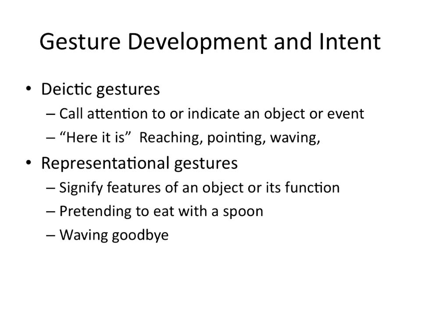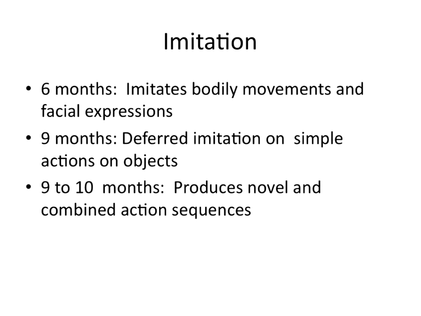Representational gestures, like waving goodbye. This is a little older, pretending to eat with a spoon, much older, after first words, after 12 months. It signifies features of an object or its function. So representational gestures, waving instead of saying goodbye. Waving represents goodbye. Waving represents hi. Pretending, let's see. There you go, high five or fist bump. That's right. You can teach them the modern things.